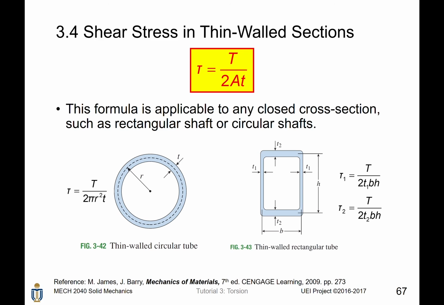Here are some examples of the calculation of shear stress inside this thin walled section. First, for the circle, area equals pi r squared, and since it has a uniform thickness, then t is just t. For this rectangular section, A equals BH. However, the thickness in this thin walled section is not uniform. The thickness here is t1, while the thickness here is t2. t2 is greater than t1. However, we can still calculate the shear stress inside this thin walled cross section. You replace t by t1 and t2 respectively to find the shear stress inside each member.